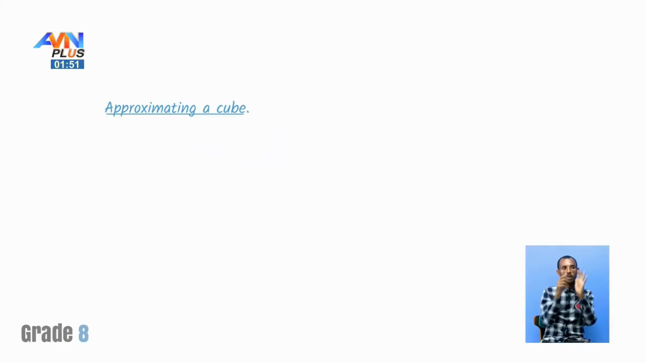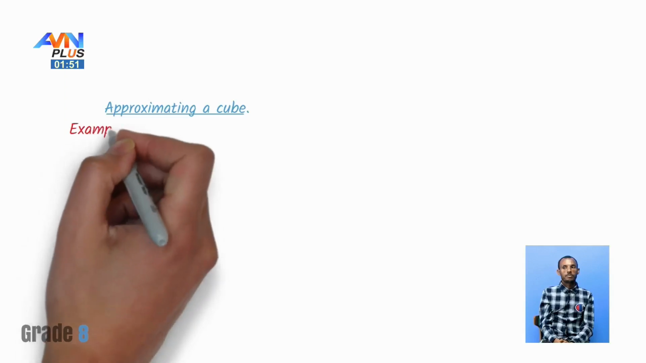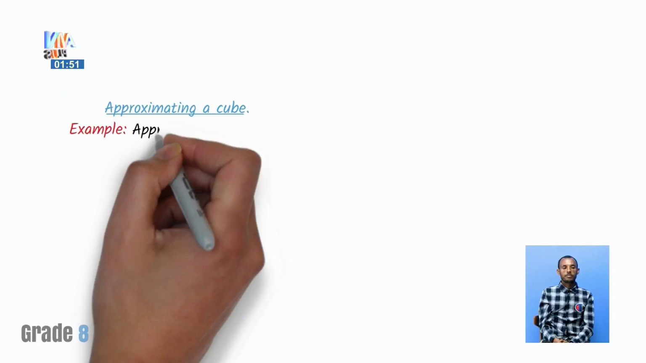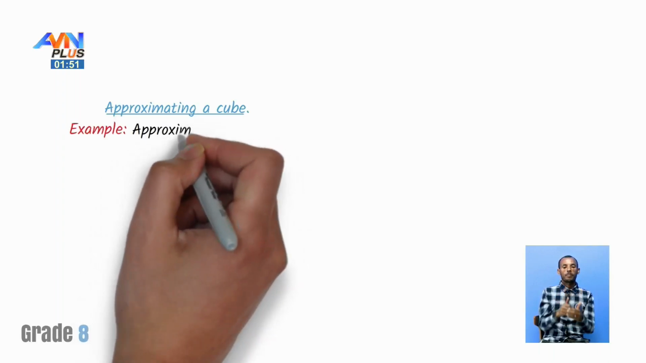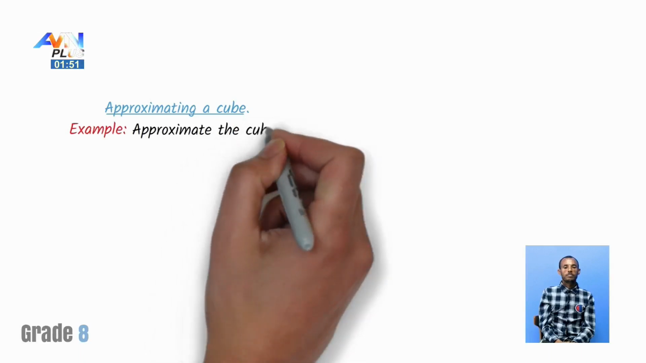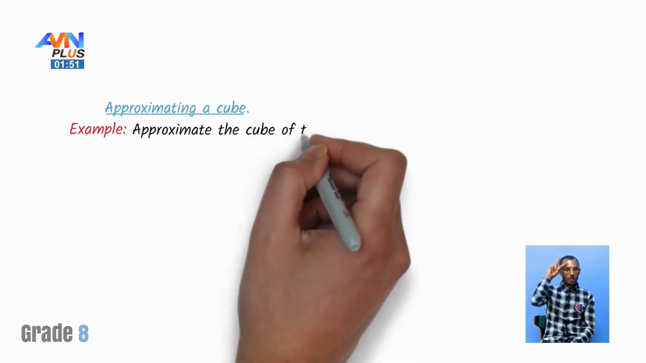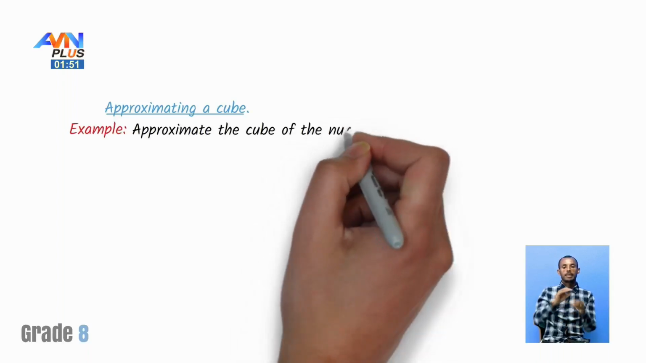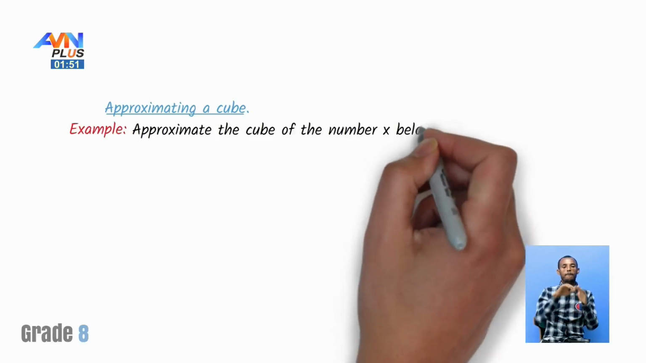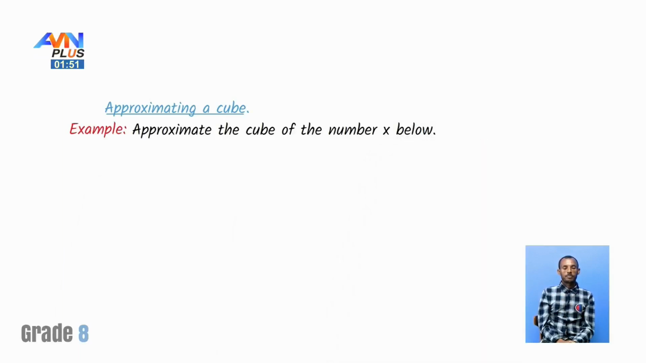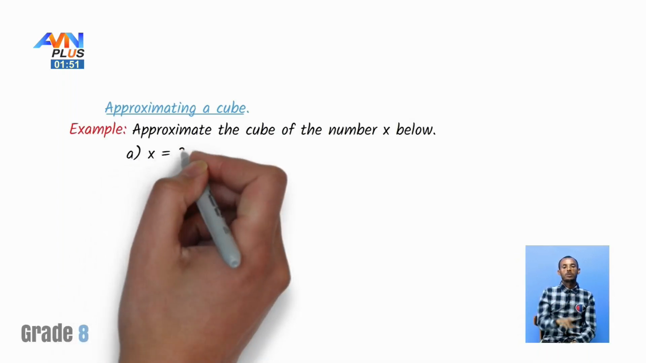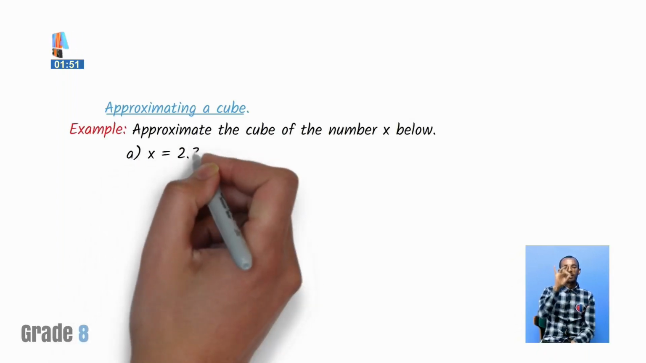For example, approximate the cube of the number x below. We have numbers like 2.8, x equals 2.8.